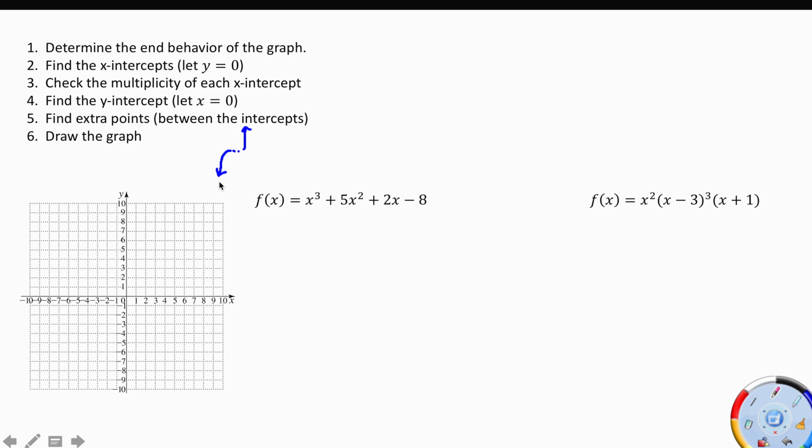Okay? Now, once we know our basic shape, I just need some points to fit in so that I can draw that shape in. I always want x and y intercepts. So I'm going to find the x-intercept. That means let y be 0.